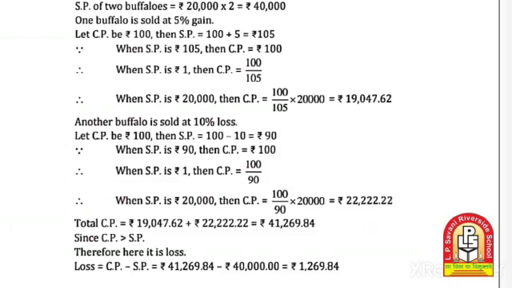22,222.22. So the total cost price is 19,047 plus 22,222.22, and the summation of that is 41,269.84. Here the CP is greater than SP, therefore it is a loss. CP minus SP, that is 1,269.84.